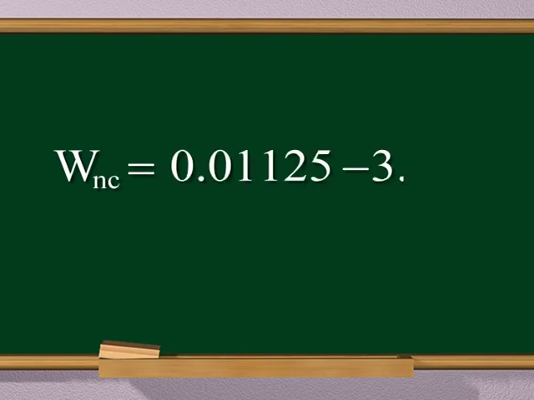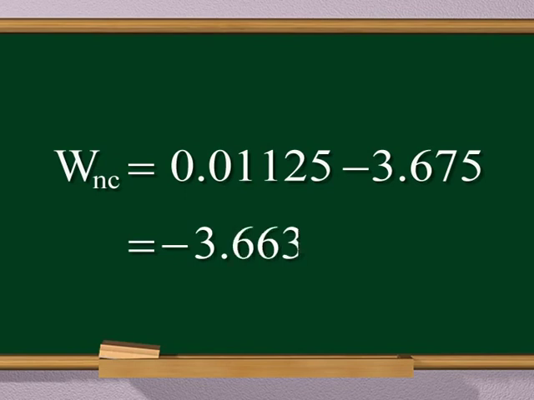Substituting these values of Ei and Ef in the equation for non-conservative work done, we get Wnc as equal to 0.01125 minus 3.675, which is equal to minus 3.66375 joules. Hence, the net non-conservative work done on the leaf is minus 3.66375 joules.